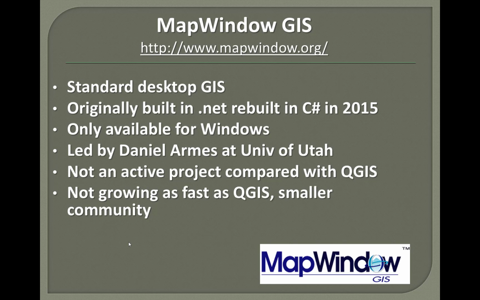MapWindow GIS. This is kind of a standard desktop GIS. It was originally built in .NET and is for Windows only. Since 2015, they completely rebuilt it from scratch in C#. It was originally started by this professor at the University of Utah, Daniel Arms. And it's not a super active project, especially when compared with QGIS. They haven't had a new version in the last 2 years. So it's not growing as fast as QGIS and has a smaller community, but it's still an interesting piece of software.